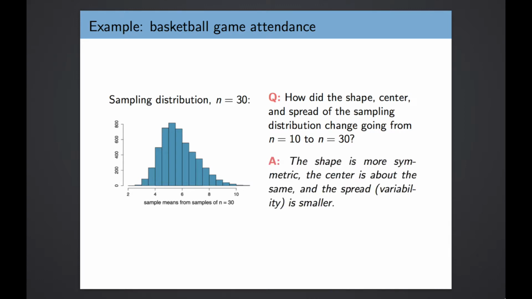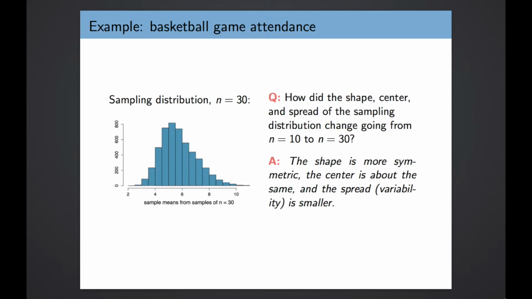Well, the center of the distribution stays about the same, which is what we expect. This distribution of sample means should stay approximately centered on the mean of the population. But the shape of the distribution becomes more normal, which is what the central limit theorem tells us should happen. When we take larger and larger samples, what we should get is a more and more normally distributed distribution of sample means. The spread of the distribution, the variability of the distribution, is smaller.